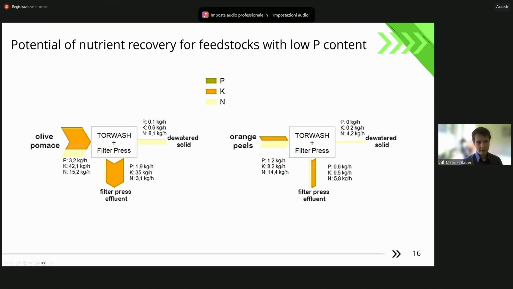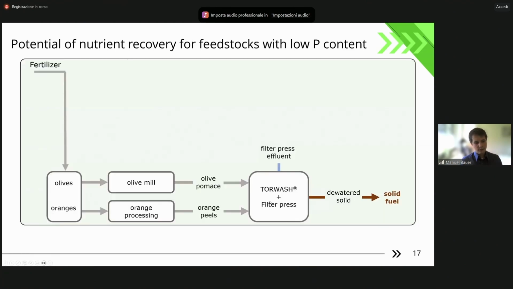As I told you already, it makes not a lot of sense to try to get phosphorus from the solid because there is no, or almost no phosphorus in it. So we tried an approach of a direct struvite precipitation from the filter press effluents in those cases. Again, a similar scheme to before. So we have the normal process. We have olives and oranges, which obviously need fertilizer. We have the usual processing, and then again we have the TORWASH with the filter press effluent and the dewatered solid.